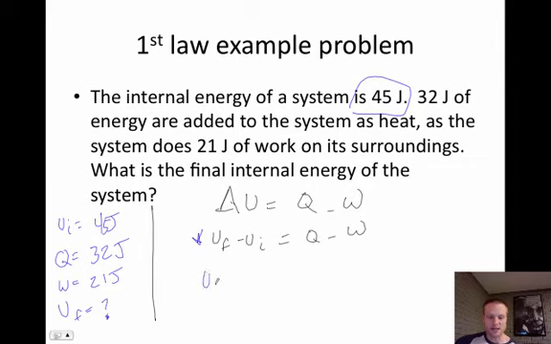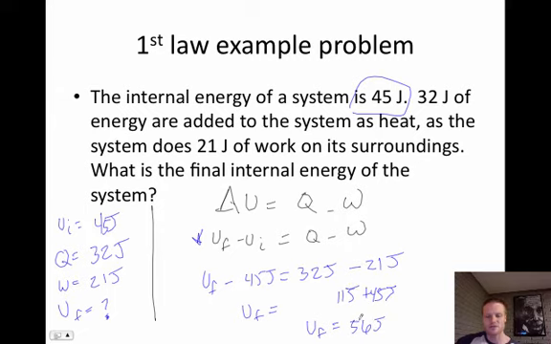So let's do that, shall we? UF minus U initial, which is 45 joules, equals Q, which is 32 joules, minus my work of 21 joules. And so if I do the math here, 32 minus 21 is 11. And then to get UF by itself, add 45 to this side, joules. And I get a total final energy of 45 plus 11, which is 56 joules.